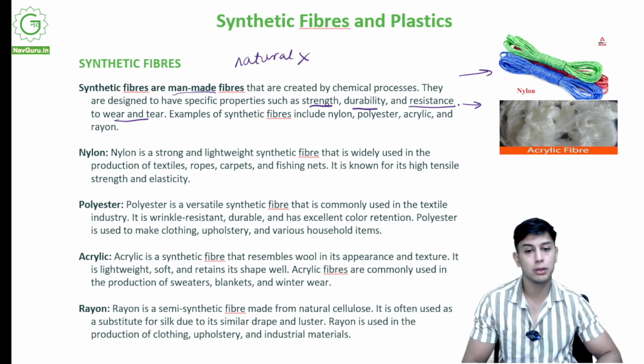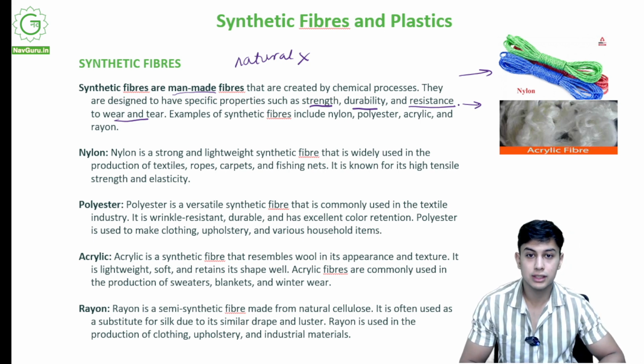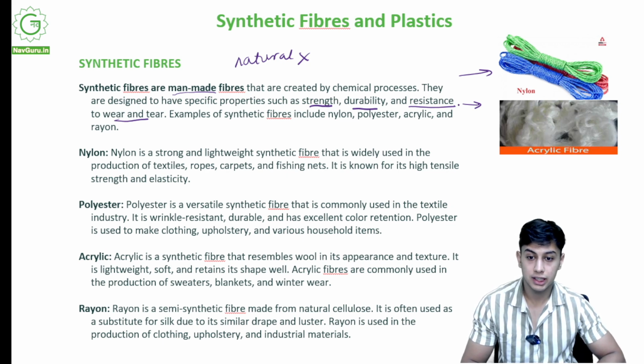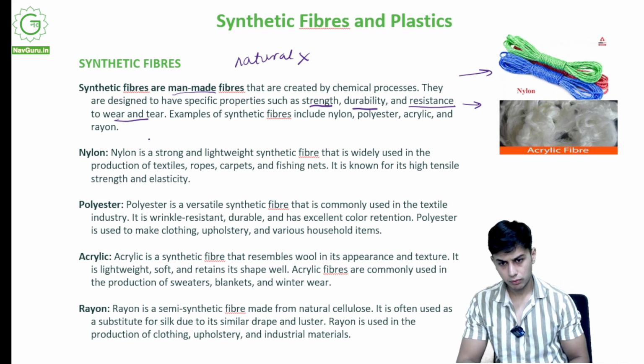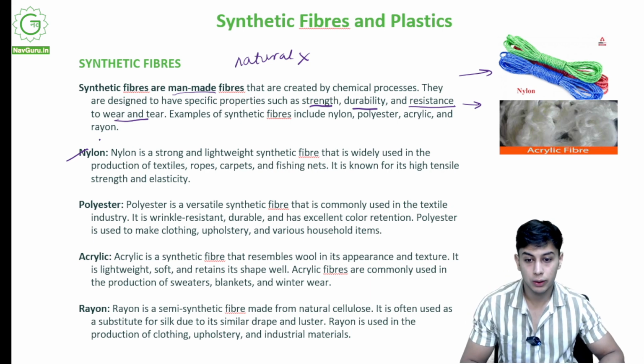The basic example would be your raincoats. Have you seen your raincoats? They give you resistance to rain. Alright, it does not allow rain to enter, right? It does not allow air to enter. So raincoats. Now we come to the first synthetic fiber, that is nylon.